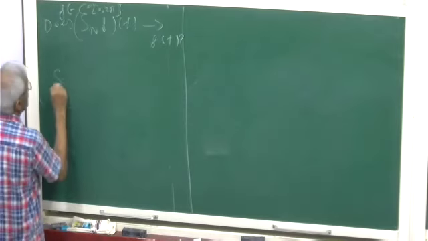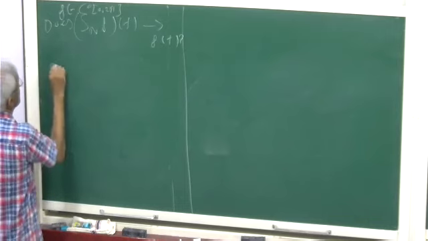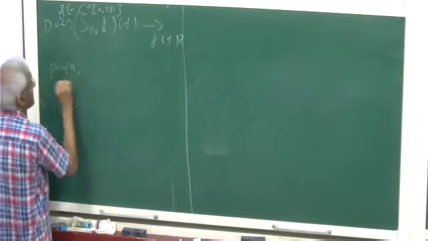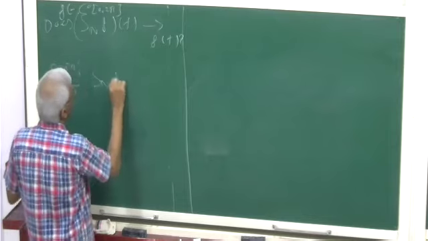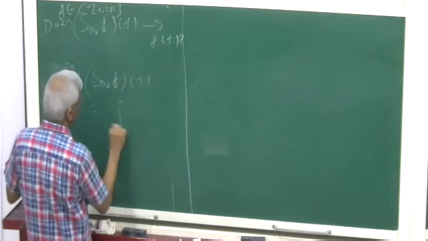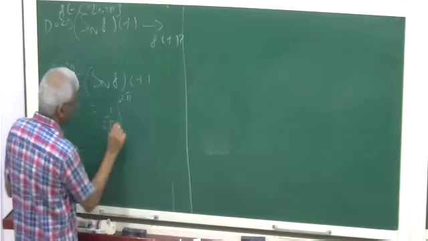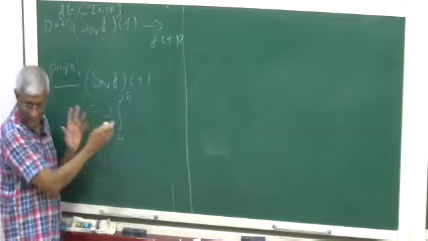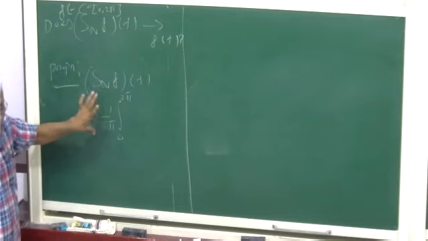So let us compute what S_n is. The claim is a formula. Let's write it as a proposition. S_n f at t is equal to the integral from 0 to 2 pi of 1 by 2 pi. In case I miss this 1 by 2 pi, it's always there. When I write, I may miss this, but you should know that it is there.